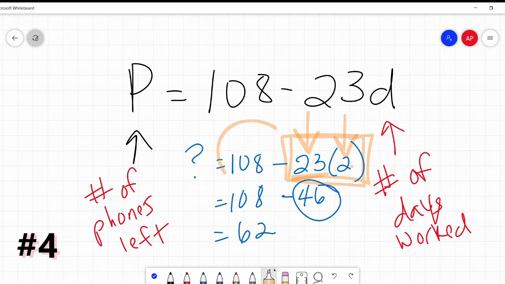So then what is 108? That's the starting point. That's where she starts, how many phones she has at the beginning of the week. So we look at our options, and option B says, Kathy starts each week with 108 phones to fix. That is what 108 means. She starts with that many phones, and then each day she is fixing 23.